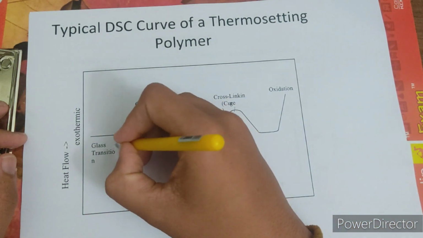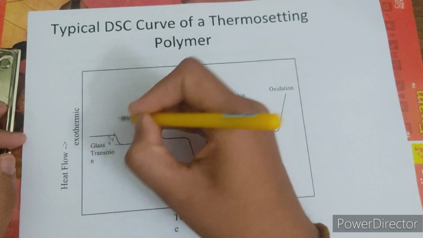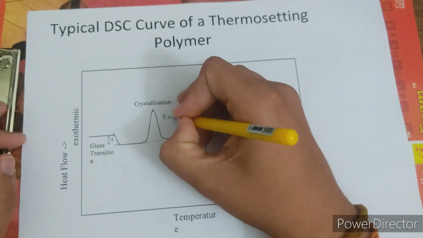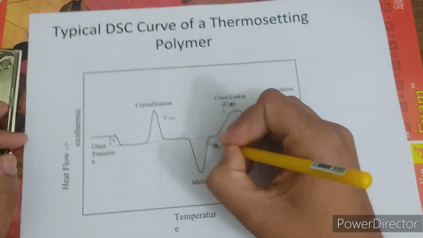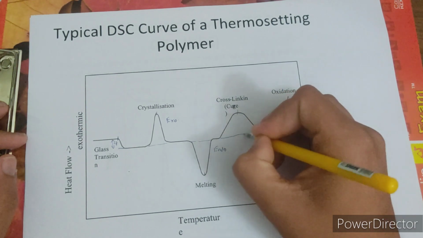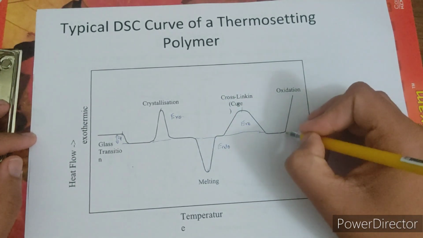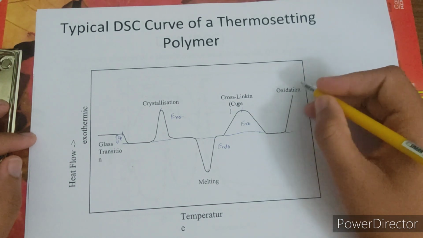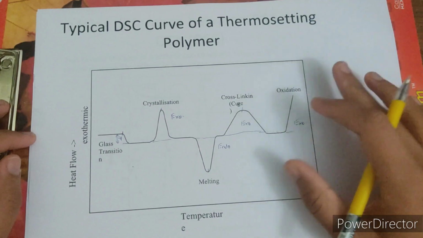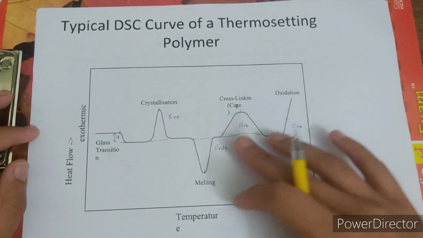So if you consider this as the baseline, here there is a change in Cp, and if you take this, it is exothermic. Here again it's endothermic. Same, this is exo, and again here, since it is going up and there is no coming down, it's exo. So this is a typical curve, how it comes.